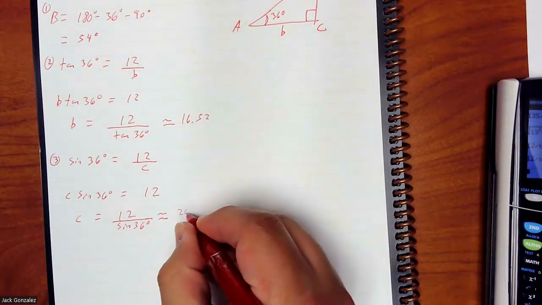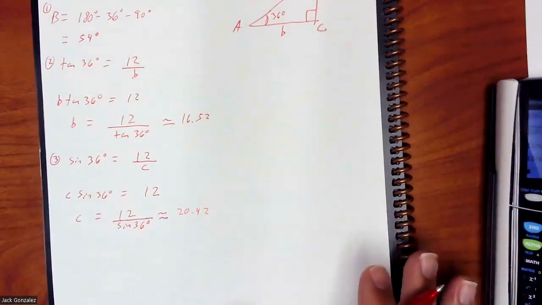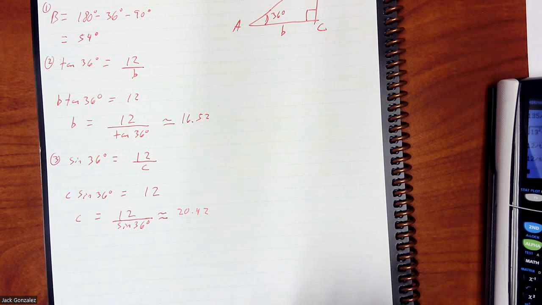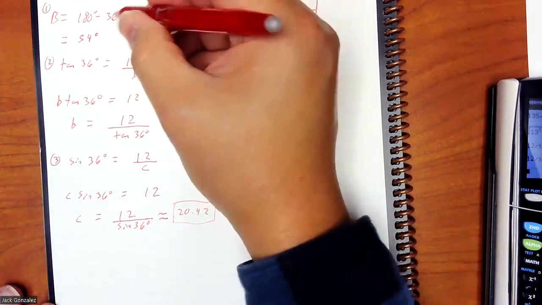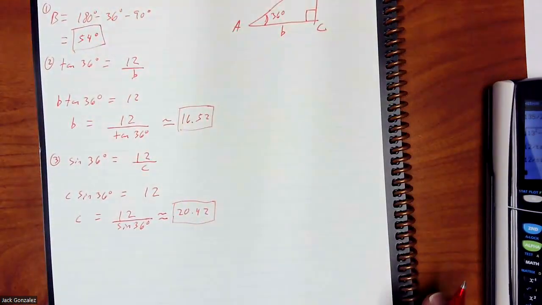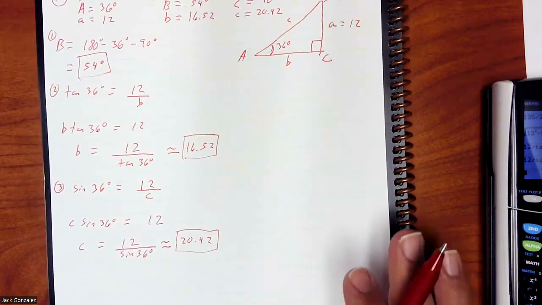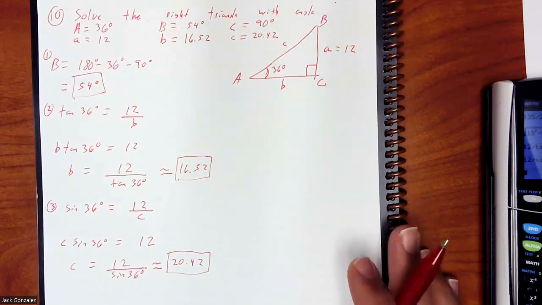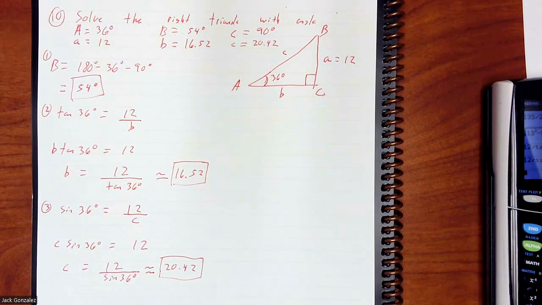20.42. Okay, so we got angle B, little b, little c. Any question on number 10? Okay. I guess we could do the bonus on the next page.